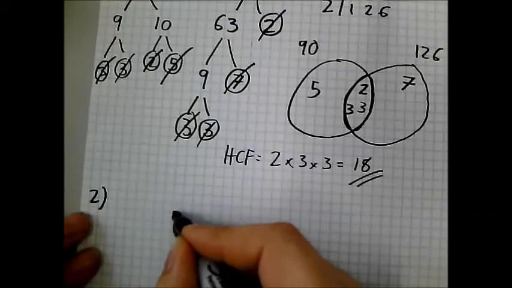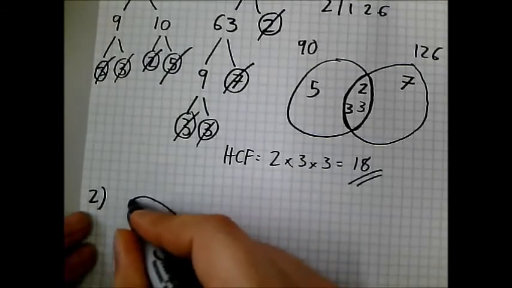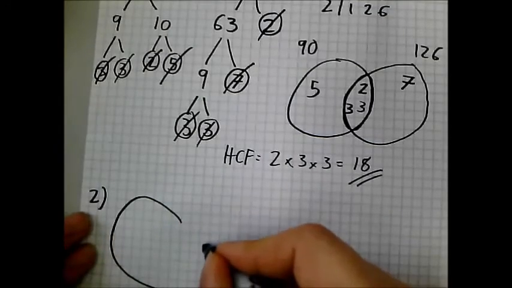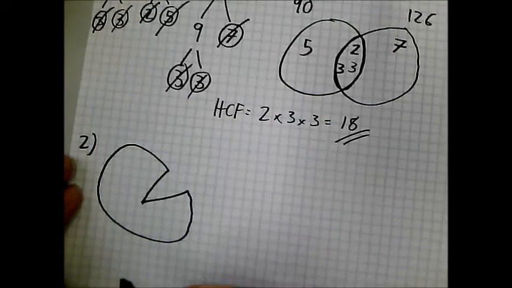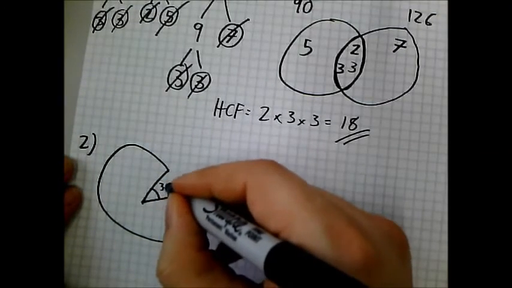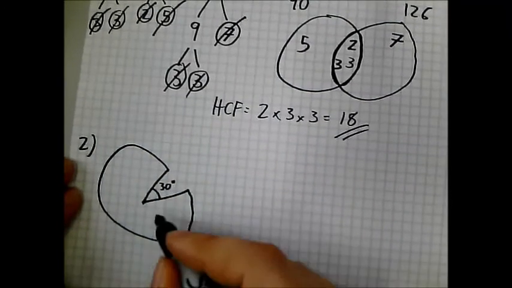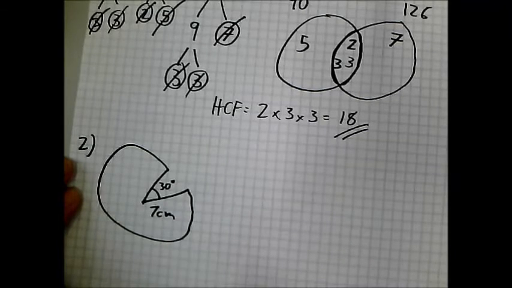So I'm going to quickly draw my diagram. Oh, a very bad circle. I do apologise. Okay, and that angle there is 30 degrees. And this value here is 7 centimetres.